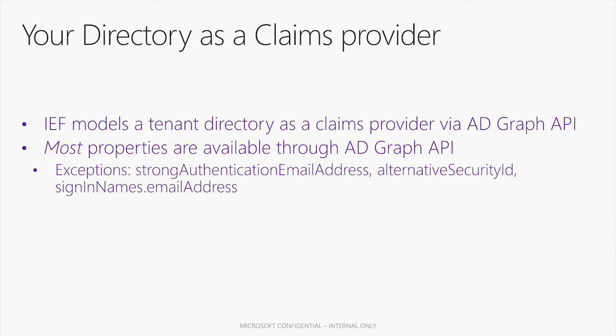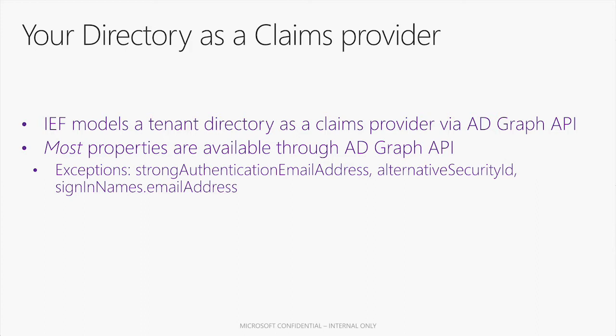The alternative security ID and strong authentication email address are both currently protected properties. The alternative security ID will be exposed as user identities. So there is a property that will get exposed on AD Graph API. It will be called user identities, and initially it will only have the alternative security ID of the user. The alternative security ID is basically the ID of a user in an external provider.